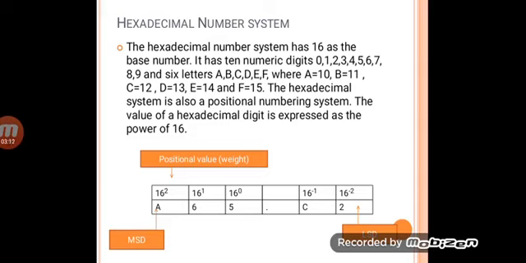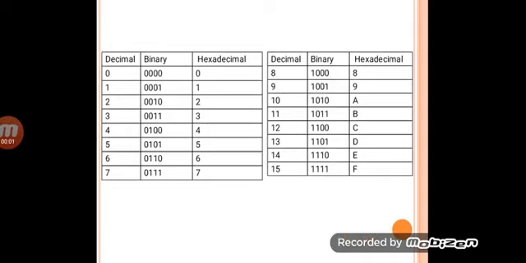As an example, consider the hexadecimal fractional number A65.C2. As shown below, the place value or positional value of each digit is a power of 16. Now see the table, in which the decimal number, binary number and hexadecimal number are given.